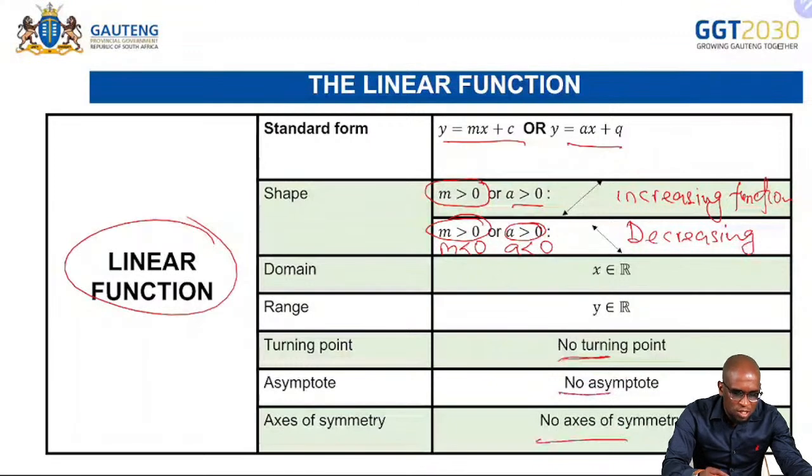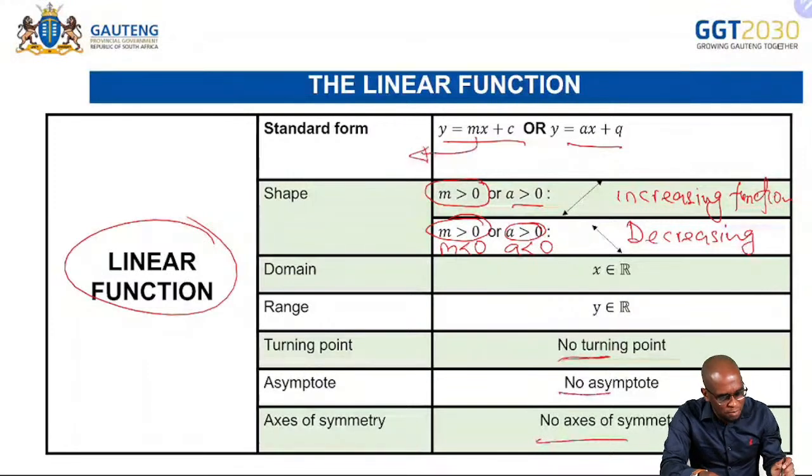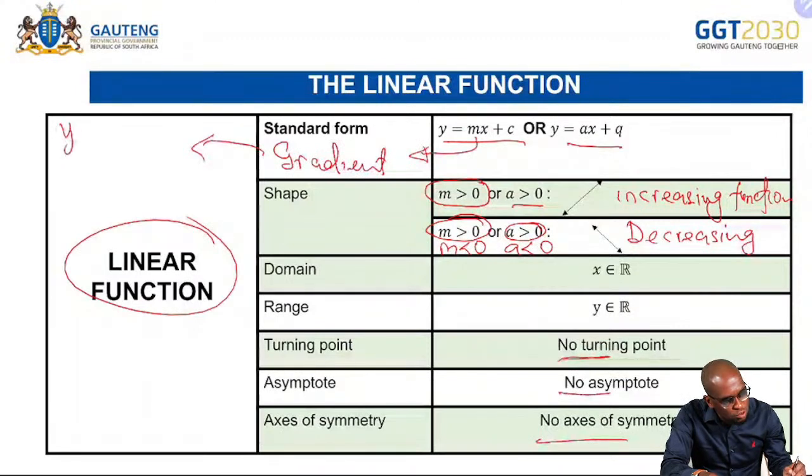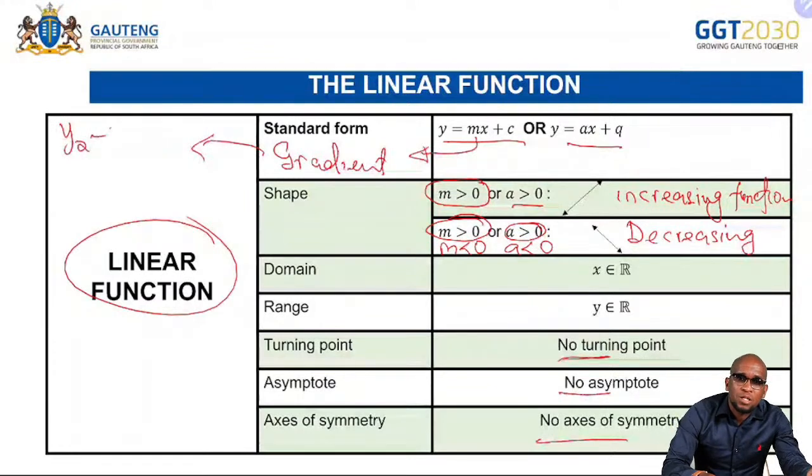So what's important is for you to know the shape, whether it's an increasing function or a decreasing function. You should also know that this m here, in as much as it represents the shape, it also represents what? It represents the gradient of the function, which you can calculate using (y2 - y1) over (x2 - x1). That's if you are given two different points.